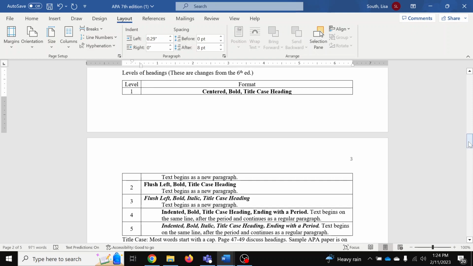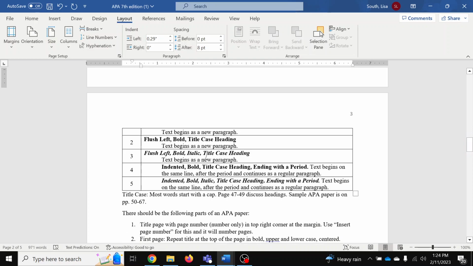A level 2 is basically the same. It's bolded, upper and lower case, but it's flush left. And this would be like an outline. Level 1 heading is big A in the outline. A level 2 heading would be under that, indented in an outline, and it would say number 1, number 2, number 3. And then you go back to big B and you start the next part with your level 1 heading.